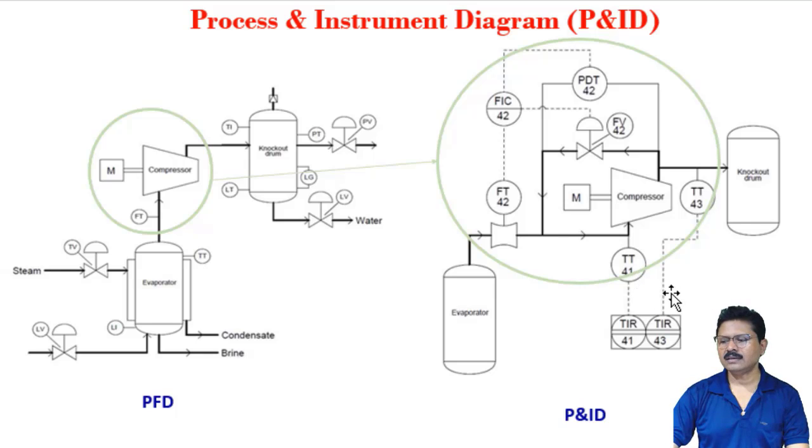Here we can also see that two temperature transmitters are here. This is TT43, this is TT41. And the signal from this transmitter is going to the temperature indicating recorder.